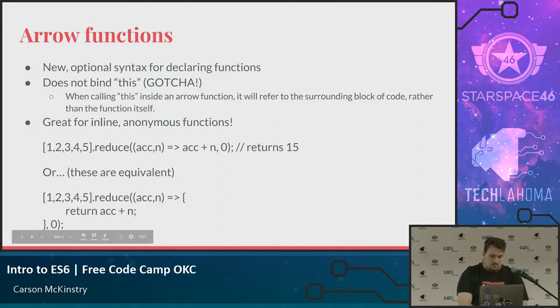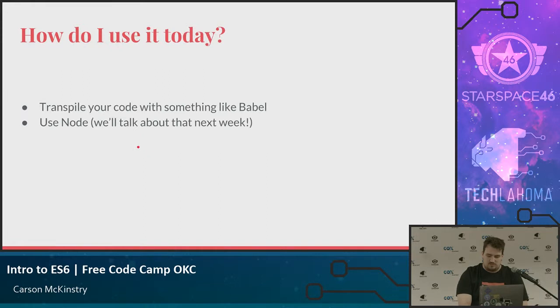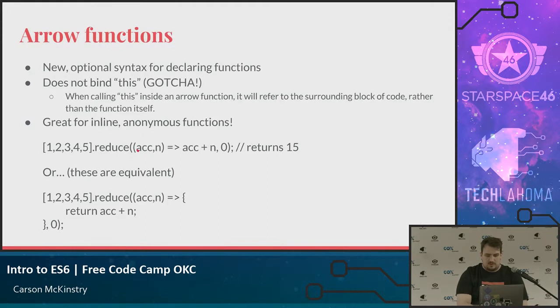In here, we've got this anonymous function right here. Looks a little scary. So you've got an accumulator, some number, and then it returns some value. And mind you, these two things are equivalent. I'll show you what this looks like here in a minute when you're just using a regular function.